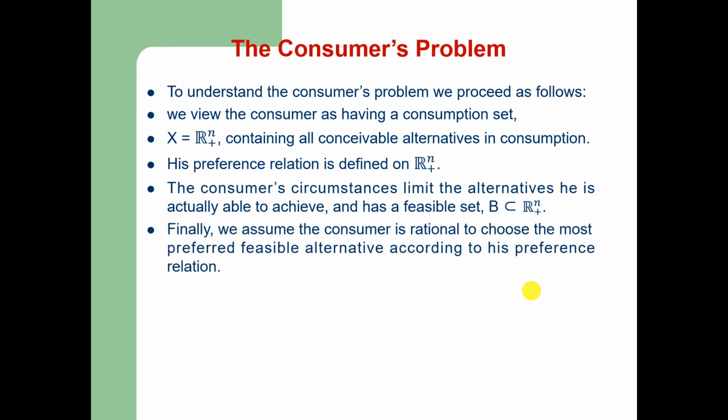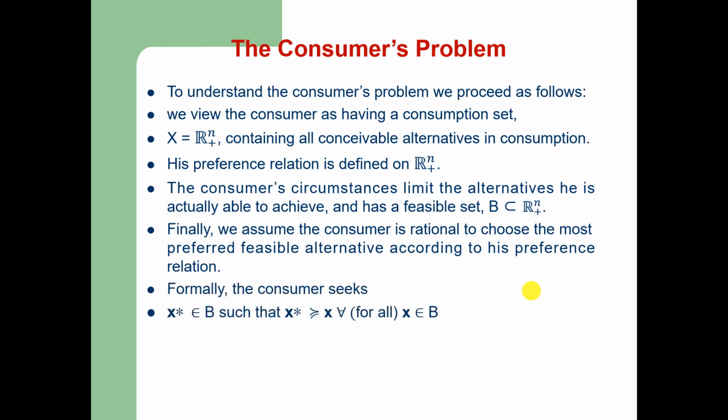Finally, we also assume that the consumer is rational to achieve the most preferred feasible alternative according to his preference relation. And formally, the consumer seeks to maximize the satisfaction by choosing the most preferred bundle in a feasible set such that the most preferred bundle is at least as good as any other bundle for all other consumption bundles in the feasible set B.